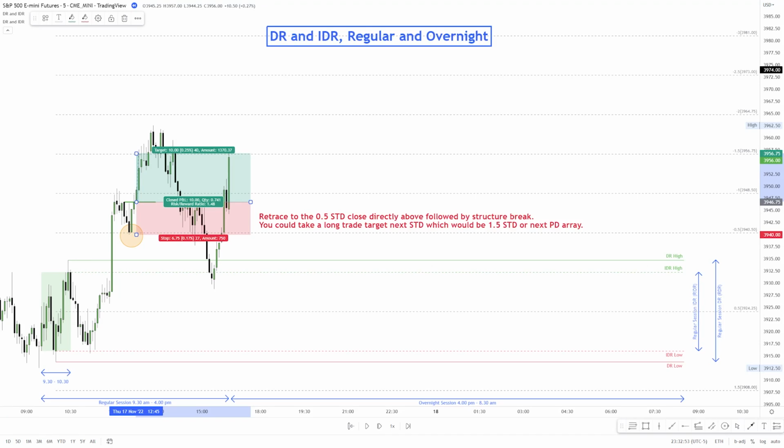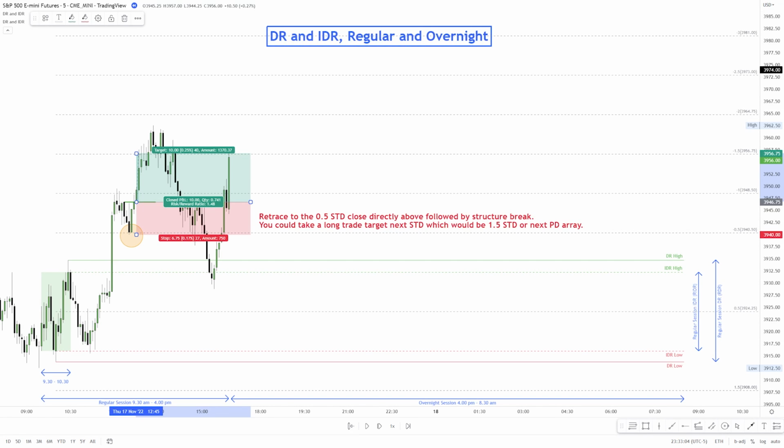Price action presents another setup. After a nice retracement back to the 0.5 standard deviation, the algo shows again how precise it is working and starts to climb up. It is breaking structure, and after closing above the structure break, you could directly long with stop below the 0.5 standard deviation and target a new high and the 1.5 standard deviation level.